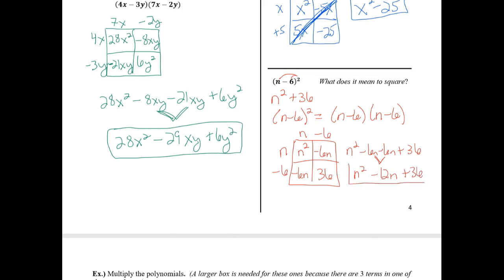This is the correct answer, and this is not. Notice that we do not have this middle term of negative 12n. It's gone. It's not there. So you cannot distribute across sums and differences.